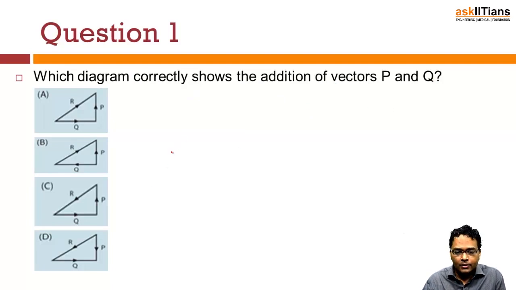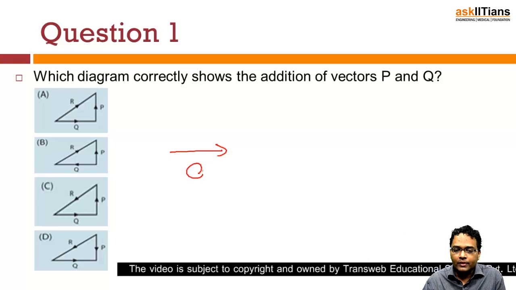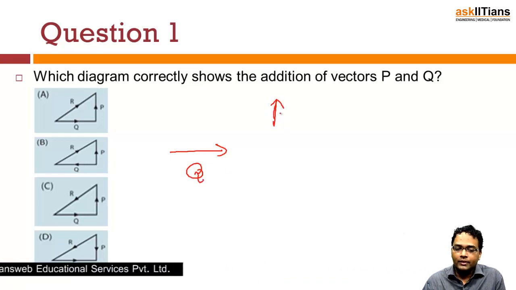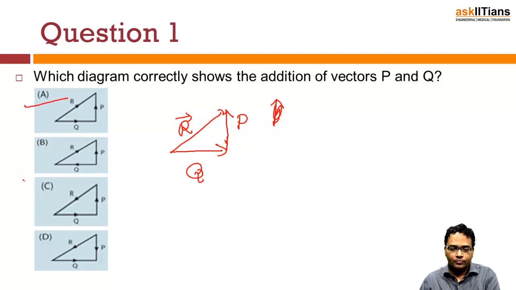When you add them, if we use the triangle law that we have discussed, let's say this is our vector Q and this is our vector P. So let's move this vector P here. If we move the vector P out here, in this case the resultant is going to start from the tail of Q to the tip of the vector P. So this is going to be the resultant vector R. Which one of these shows the correct one? Option A shows the correct one.